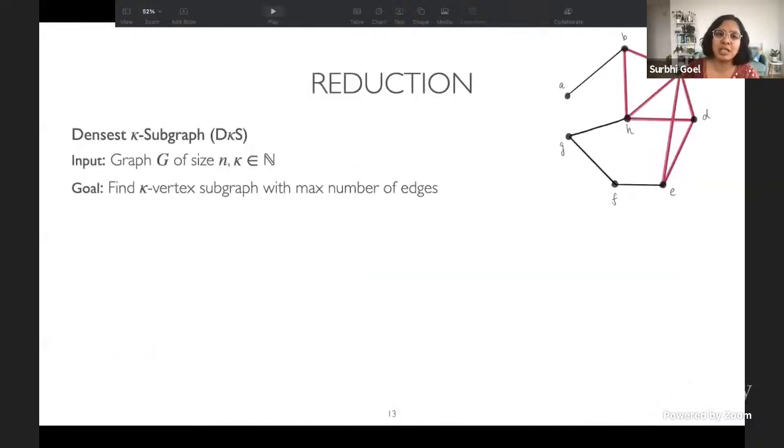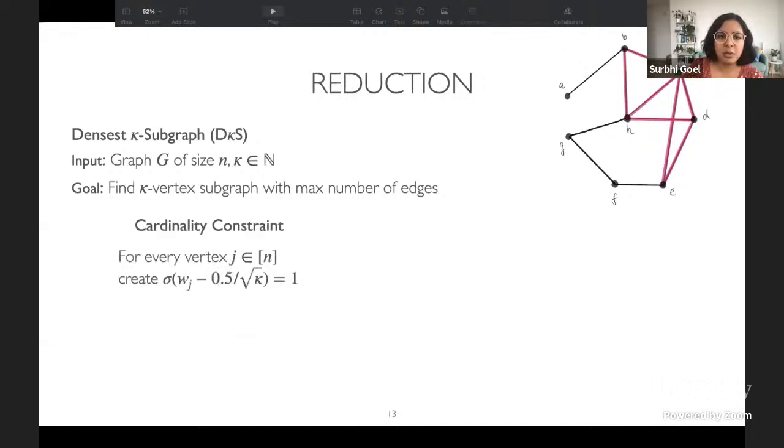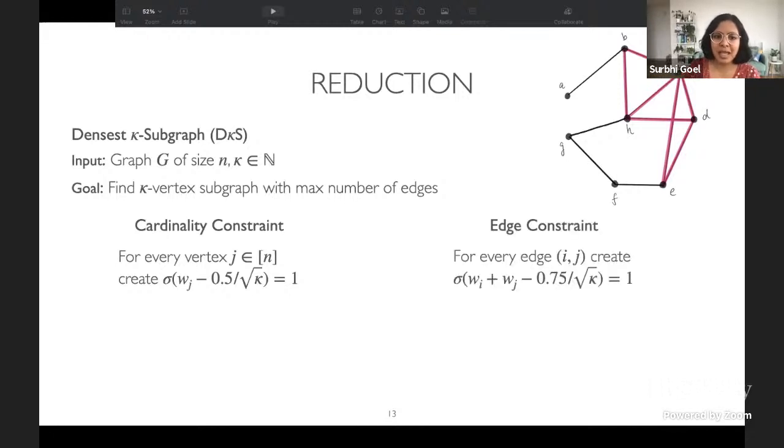And this kind of construction actually gives us this setup. So how do we model this? It's a pretty standard reduction. We look at cardinality constraints and edge constraints. And we use the biases really well to make sure that our optimal solution is also going to have constant errors. So if you look at this, if you want this vertex to be selected, we want its value to be greater than 0.5 over square root k. And if you want these edges also to be maximized, we would want this to cross this threshold.